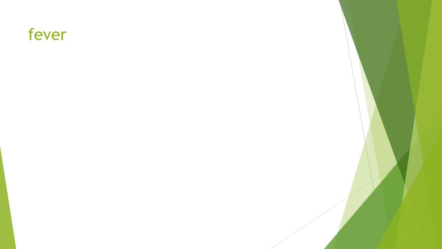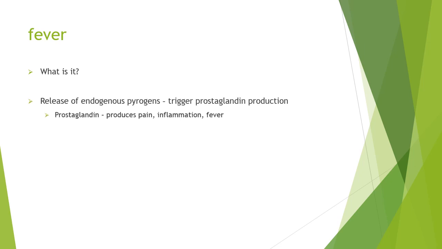A note on fever before we move on. What is a fever? So the fever is the body's release of endogenous pyrogens. Those are inflammatory modulators in your body. So they trigger prostaglandin production, which causes pain, inflammation, and fever. It's like your alert system going off.